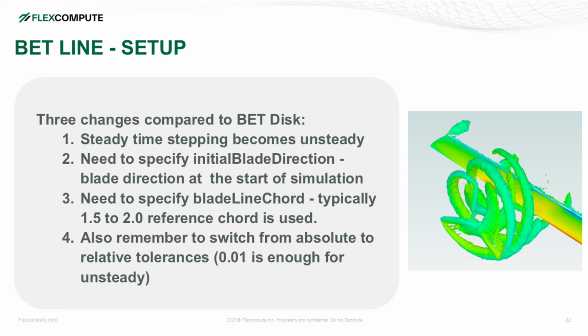For blade element line simulations, there are just a few differences from the blade element disk setup. This includes activating the unsteady solver in time stepping and setting inputs for relative tolerances in the Navier-Stokes and turbulence model solvers. In the BET disk input, a blade line chord should be set to approximately 1.5 times the reference blade chord, along with specifying the initial blade direction, which specifies the position of the blades at the start of the simulation.